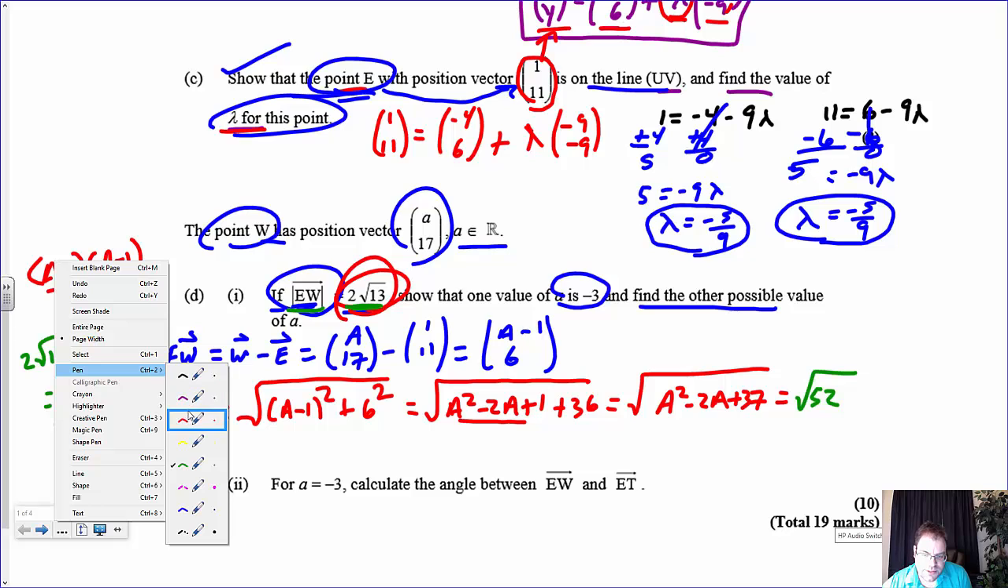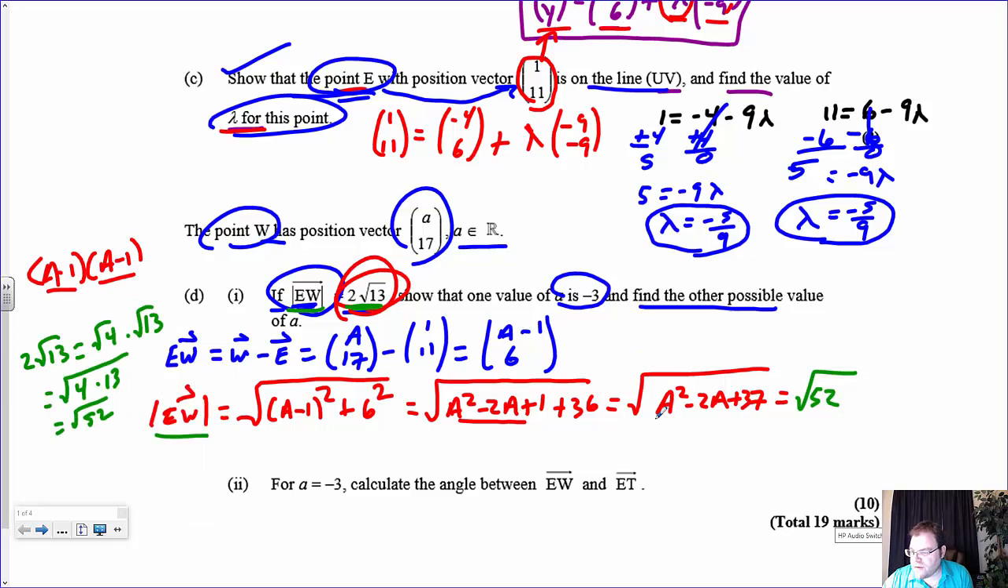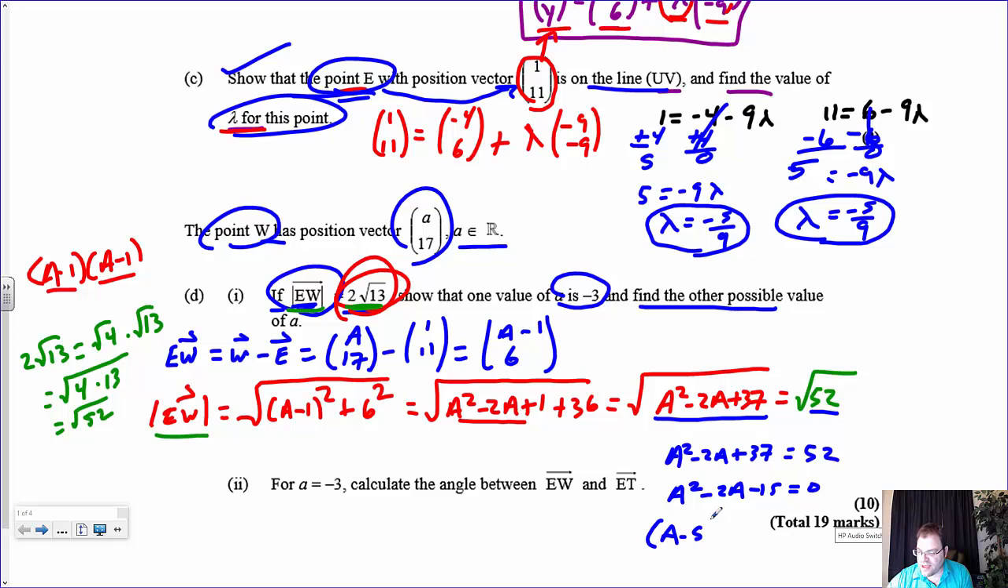Now it stands to reason, if you're a logical person, that whatever's inside this radical is the same thing that's inside this radical, because they're equal to each other. So now I can say that A squared minus 2A plus 37 is in fact equal to 52. If I subtract 52 from both sides of the equation, I get A squared minus 2A minus 15 equal to 0. Now I'll factor. Two numbers that multiply to negative 15 and add to negative 2 are negative 5 and positive 3. Negative 5 times 3 is negative 15, and negative 5 plus 3 is negative 2. Set both factors equal to 0, and the answers are 5 and negative 3.